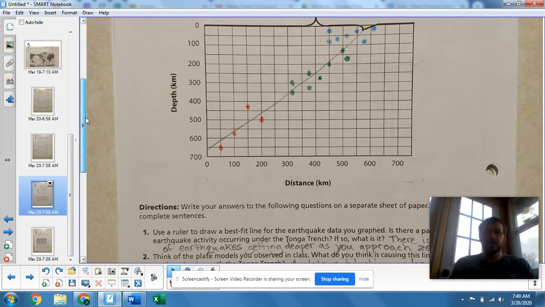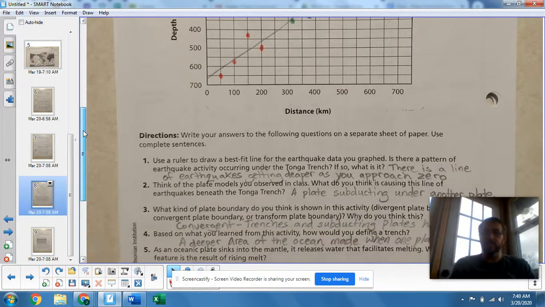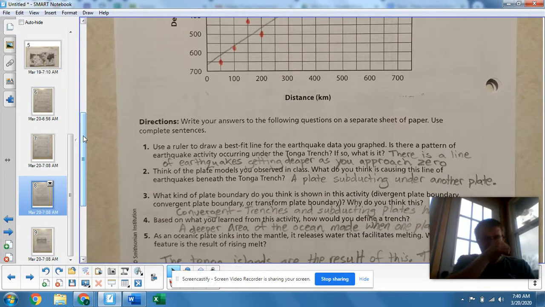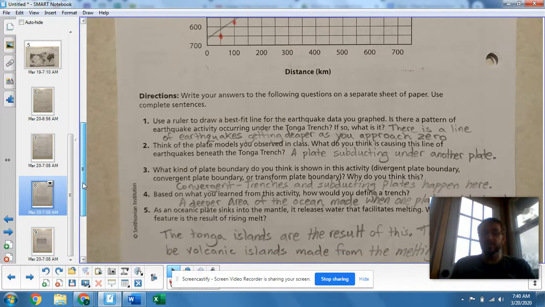So in general, the pattern is that the earthquakes from the Tonga Trench, that's where they're the shallowest or closest to the surface. But as you get further away from the Tonga Trench, they get deeper and deeper. Okay. So earthquakes get deeper as you approach zero. Think of the plate models you've observed in class. What do you think is causing the line of earthquakes beneath the Tonga Trench? All right.